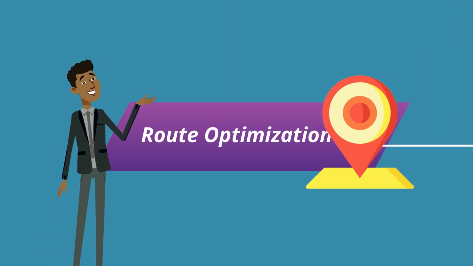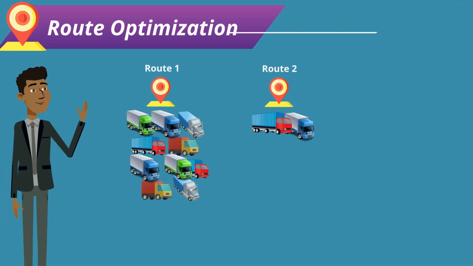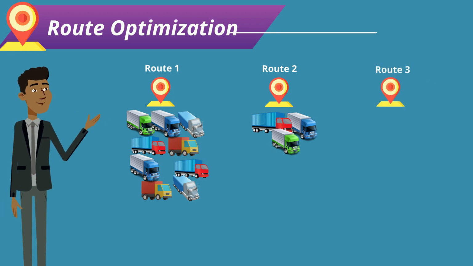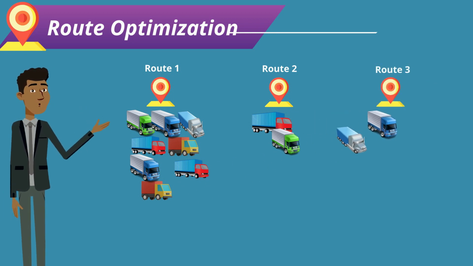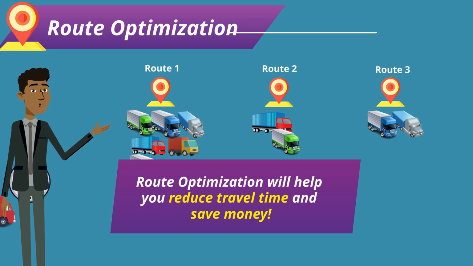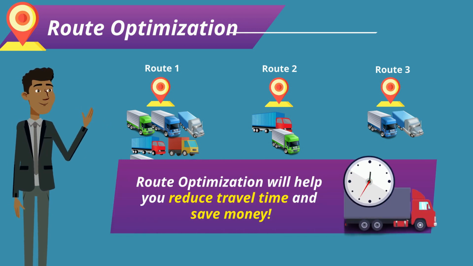Ultimately, one of the best features of Eagle Eye is that you can optimize your routes by moving jobs to different routes. This feature helps you reduce travel time and save money.